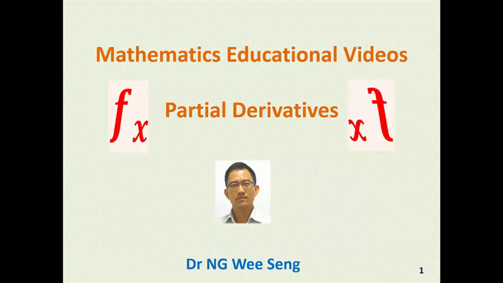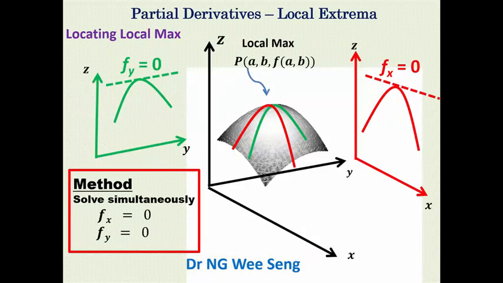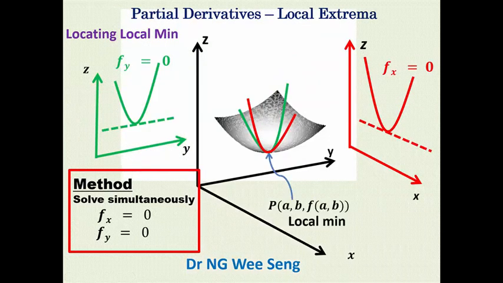Next educational video. Let me show you two examples on locating and testing the nature of local extrema. Let's recall what we learned in the introductory video. The method is to solve this pair of equations for both local maximum and local minimum.